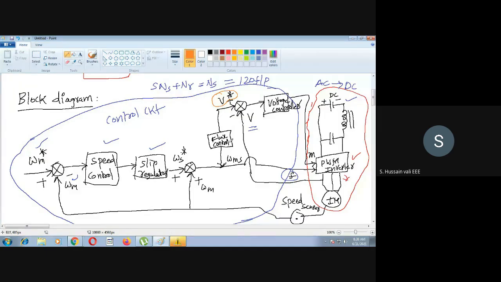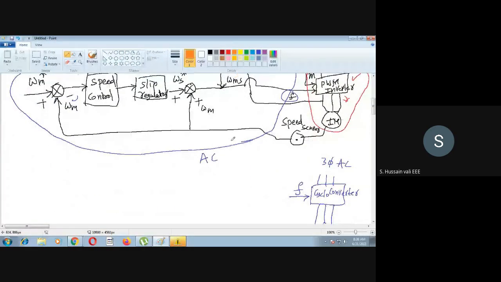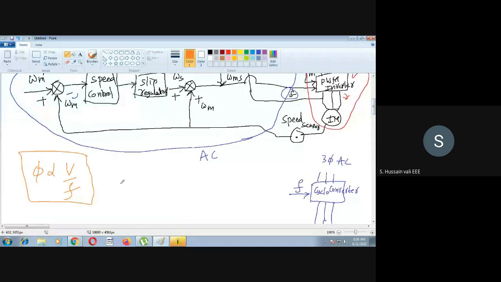Now how you generate the reference voltage is that you generate it from the flux control box. So this flux control box is very important. We have seen in the last classes also the voltage equation, which everyone knows. From this equation, there is a relationship between the voltage and the flux. So based upon that, it generates the reference voltage.